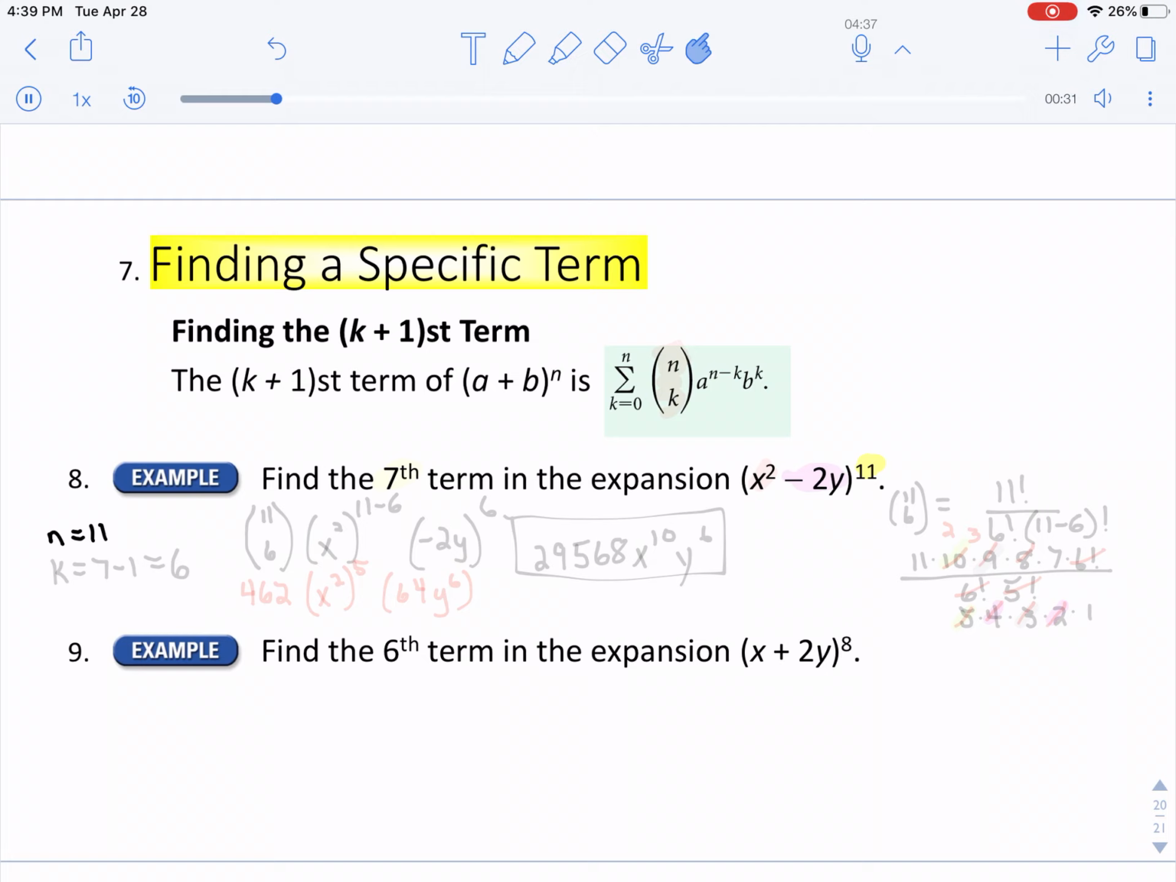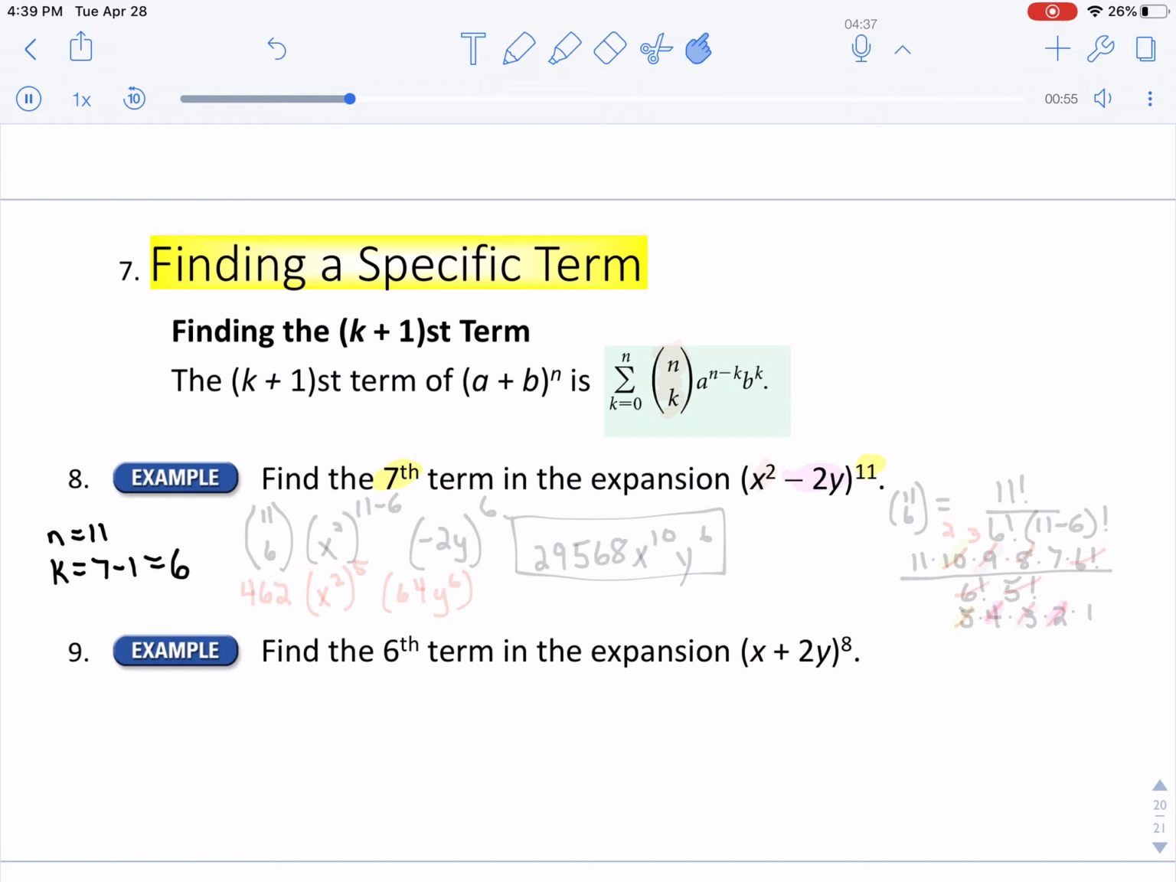Now the k value is a little bit harder to understand, but we're looking for the 7th term. So our k value is not 7, it is 7 minus 1. That has to do with Pascal's triangle starting with row 0. So for the k value, we take 7 minus 1 and we get 6. So n is 11 and k is 6.